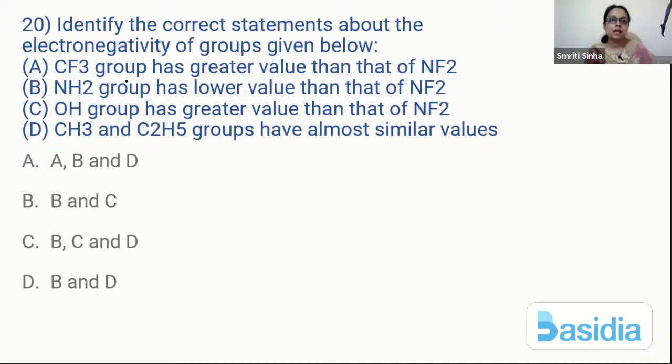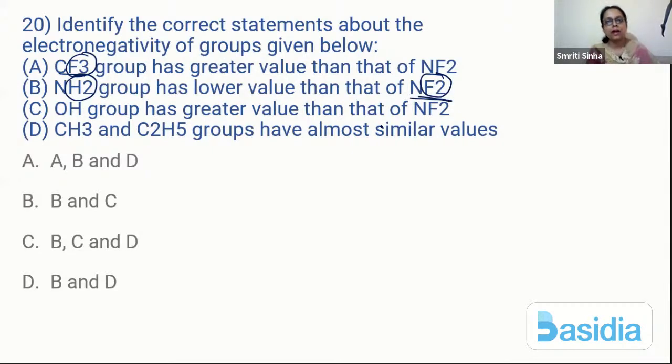So first, the CF3 group has greater value than that of NF2. This is correct because CF3 has three fluorines, so it has more value than NF2. Then the NH2 group has lower value than NF2, correct? Because NF2 means two fluorines while here there are only two hydrogens, so more electronegativity will be towards NF2. Therefore, this statement is also correct.